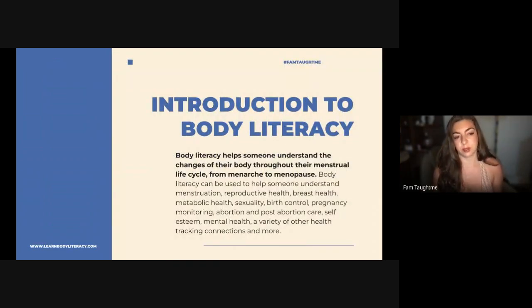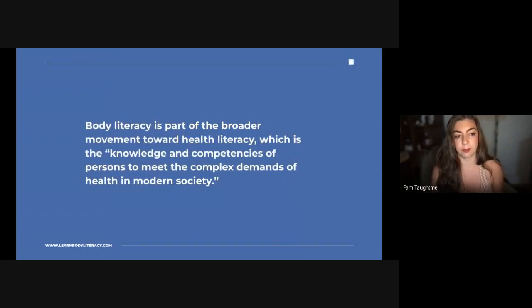So body literacy really helps someone understand the changes that their body goes through throughout the entire menstrual life cycle. That is from your first menses, which is called menarche, all the way to menopause and beyond. So body literacy really helps someone understand menstruation, reproductive health, contraception, breast health, post-abortion care, mental health. There's a variety of health tracking that can be done with this. So it's a very adaptable system that can really work for each individual and what they've got going on or what they're trying to figure out about their body at that time.